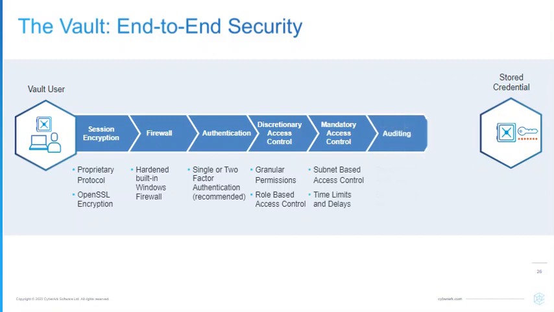Auditing. The Vault records everything that happens to the Vault and stores that data in a tamper-proof audit trail. Furthermore, the Vault can produce alerts on certain events to proactively notify administrators or auditors of suspicious or risky activity for users or components. Finally, file encryption.